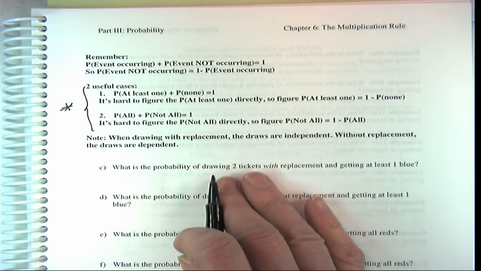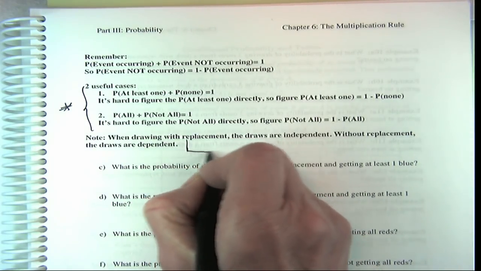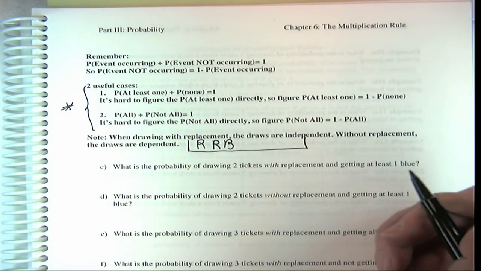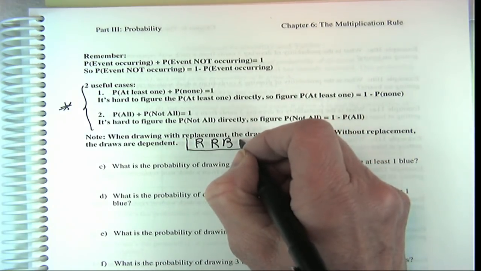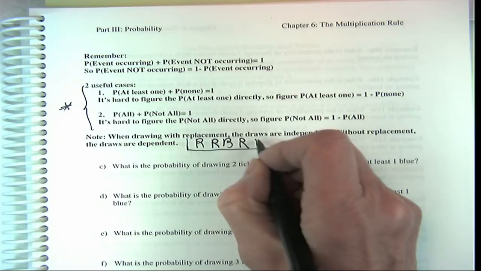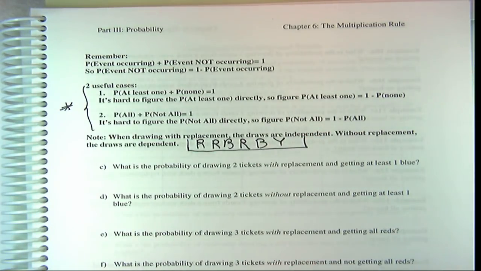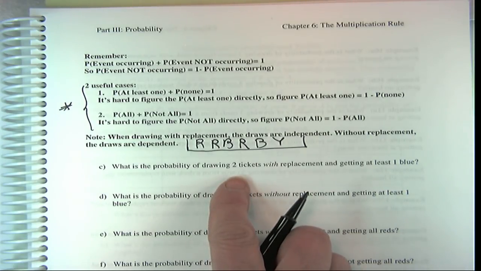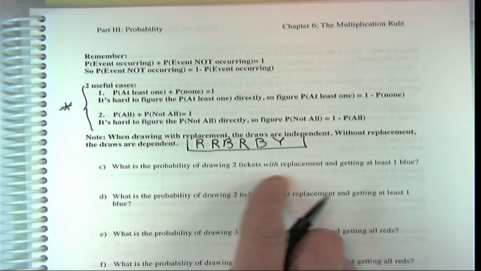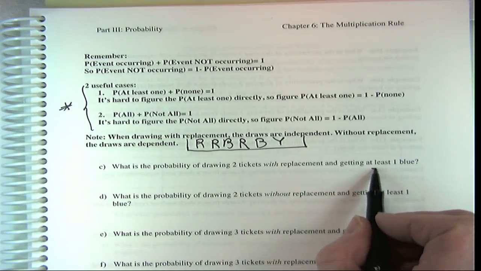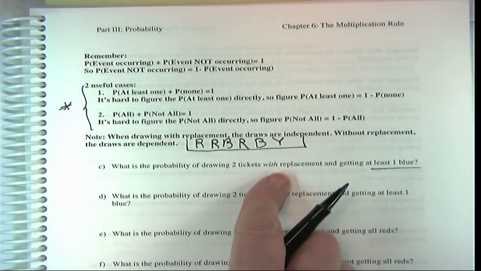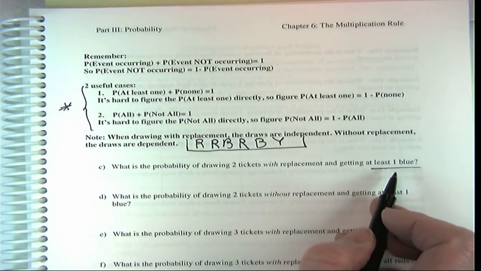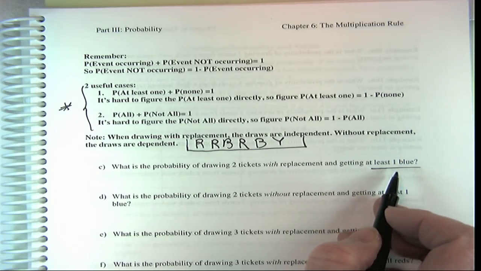So here's an example of this. Let's do the same example with these tickets: 3 reds, 2 blues, and a yellow. Now, what's the probability of drawing 2 tickets with replacement and getting at least 1 blue? With replacement makes it kind of easy, but at least 1 blue. So what does at least 1 blue mean?